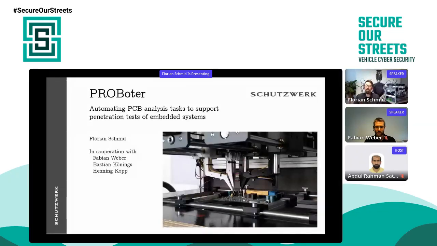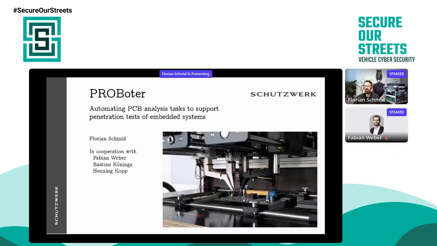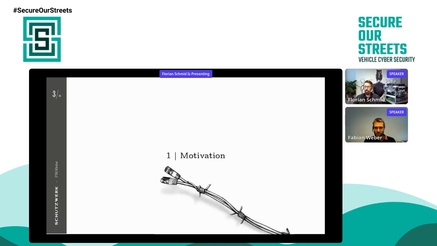So today I will be talking about the PROBoter, which is an automating PCB analysis tool, which we here at SCHUTZWERG developed to support us for penetration testing of embedded systems, since our main focus is on the security assessment and consulting also for automotive systems, and therefore we had the idea that this tool would be helpful to us. First of all, I would like to introduce the motivation and the background for this whole development.